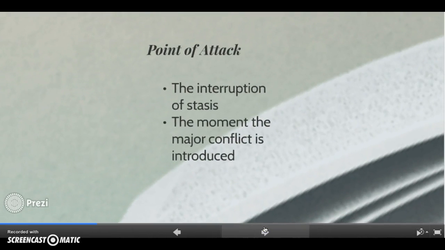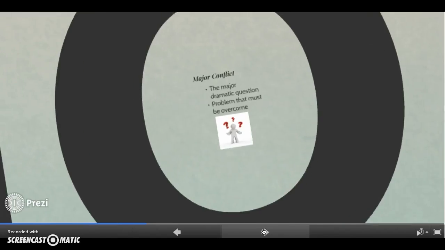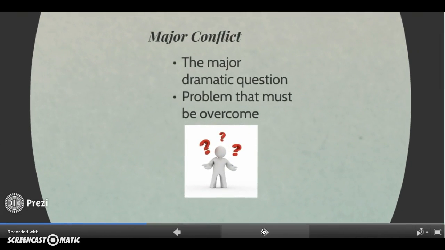The point of attack is the moment that that stasis is interrupted. The moment that the major conflict is introduced. Something comes in and stops everyone in their tracks and says, whoa, something's changing. We have this major conflict. The major conflict is basically the major dramatic question of the play or the story. It is a problem that the characters have to work together to try and overcome.